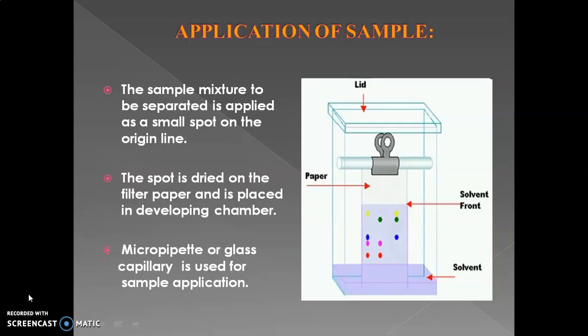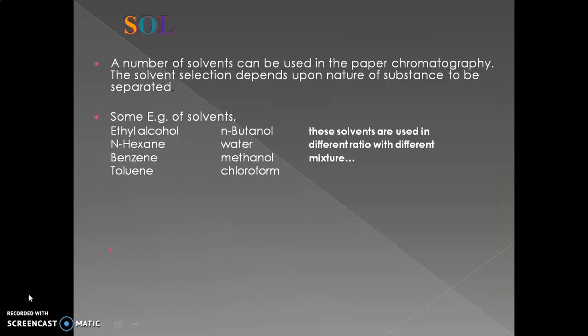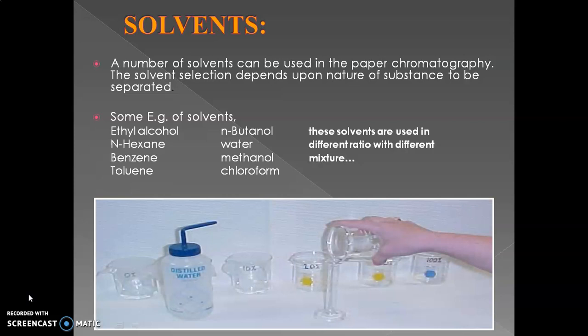Then application of sample. The sample mixture which has to be separated is applied as a small spot on the original line. The spot is dried on the filter paper and is placed in the developing chamber. A micropipette or glass capillary is used for sample application. Solvents: a number of solvents can be used in paper chromatography. The solvent selection depends upon the nature of the substance to be separated. For example, various solvents can be used based on their eluotropic series, such as ethyl alcohol, n-hexane, benzene, toluene, n-butanol, water, ethanol, chloroform, etc.